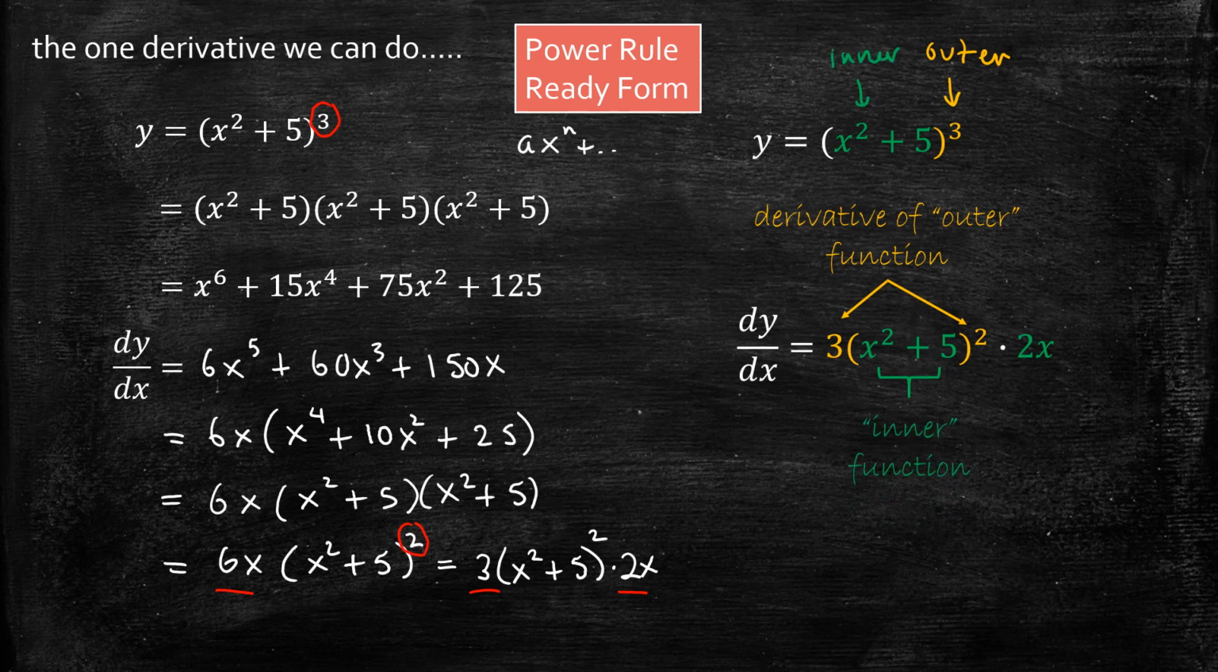Notice that the inner function stays intact. So you take the derivative of the outer function, but you keep the inner function, x squared plus 5, intact. So what about that 2x? Where is that coming from? Well, perhaps you've already realized that 2x is the derivative of the inner function. It is the derivative of x squared plus 5. The 5 goes away, and the derivative is 2x.